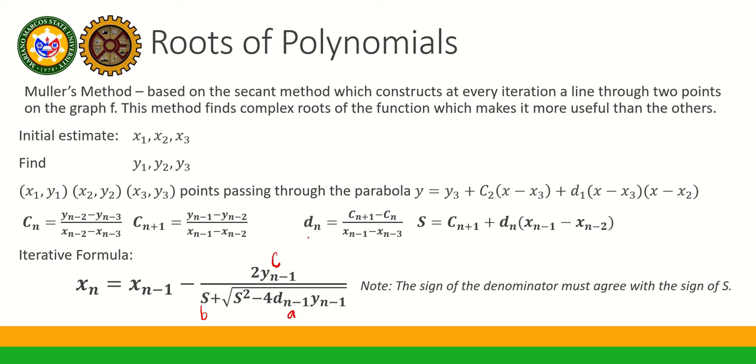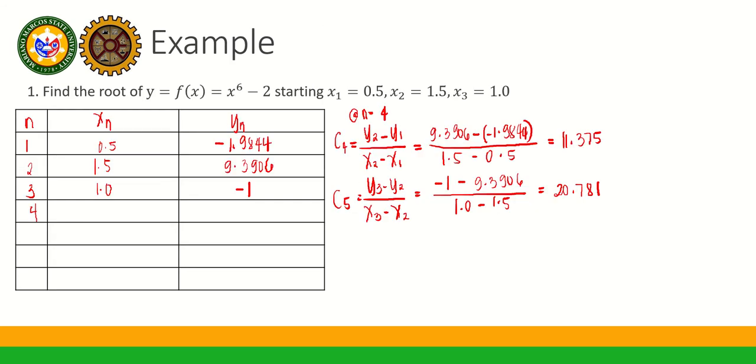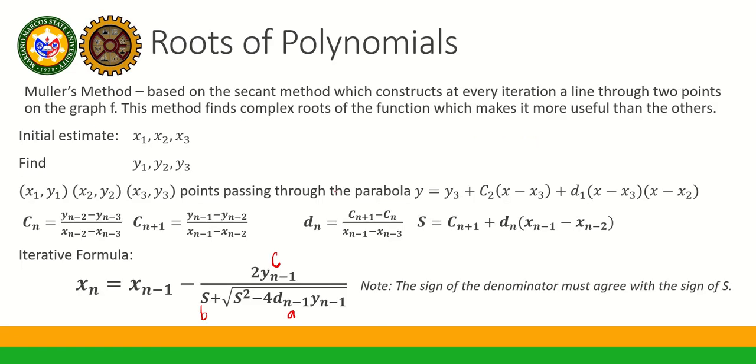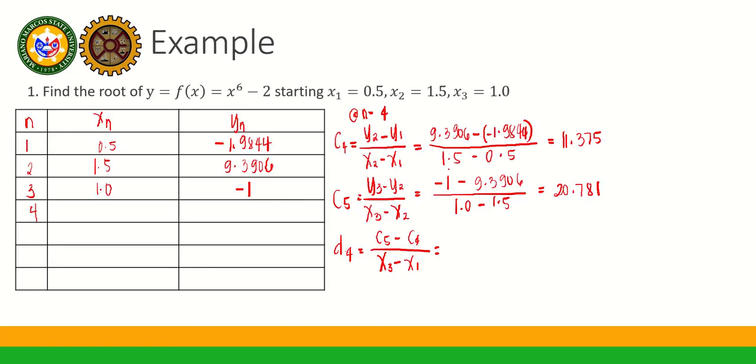Now, for our D sub 4, this will be equal to C sub n plus 1. So, siya C sub 5. C sub 5 minus C sub 4 all over x sub n minus 1, x sub 3 minus x sub 1. Okay, so yun yung gagamitin natin na formula for our D. So, D sub 4 is equal to C sub 5 minus C sub 4 all over x sub 3 minus x sub 1. Okay, so tama yung formula natin. Yes, tama. And we are going to plug yung mga values.